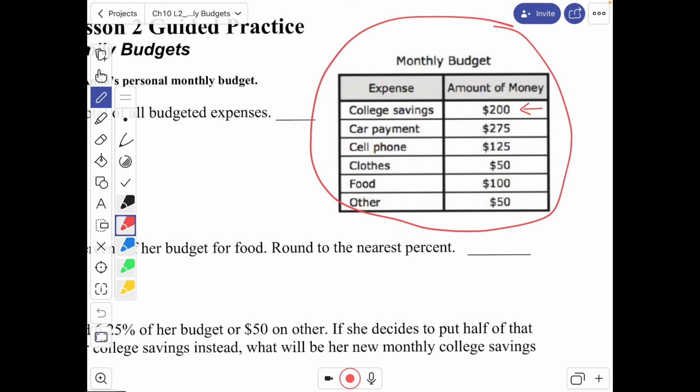Well, this is probably set by her. She decides how much she's going to be saving. But a car payment is kind of set by the bank. You can't just decide to tell the bank, nope, I would prefer to pay $100 a month. Doesn't work that way. The cell phone bill, you could cancel your phone and change it, but pretty much if you're going to have a phone, it's a set amount.